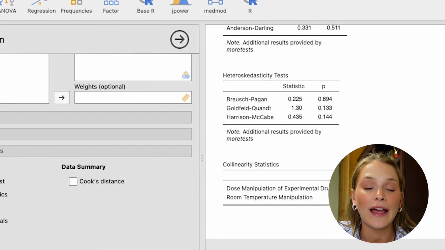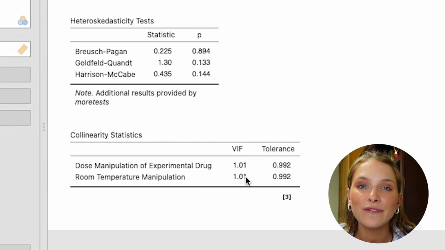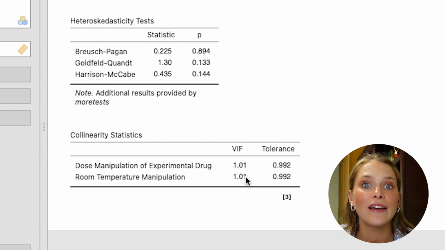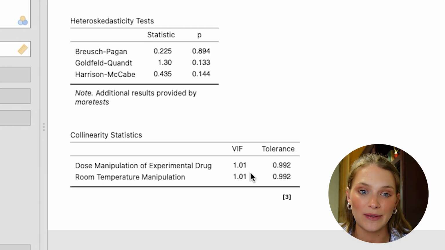And when you ask for that information, Jamovi is going to give you something called a variance inflation factor, or VIF statistic. And what we're looking for there is that the value for that VIF statistic is less than 5. So here it looks like we are less than 5 for our VIF statistics for our predictor variables, so we are good. We have met that assumption.